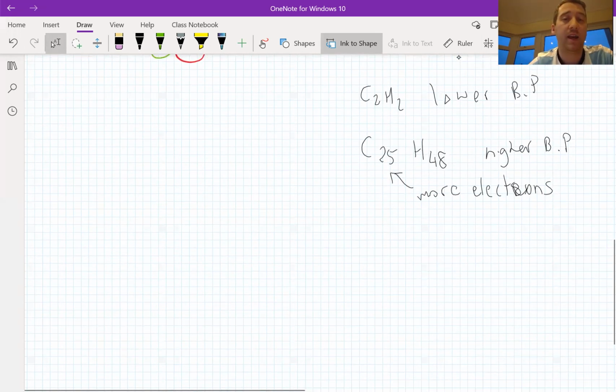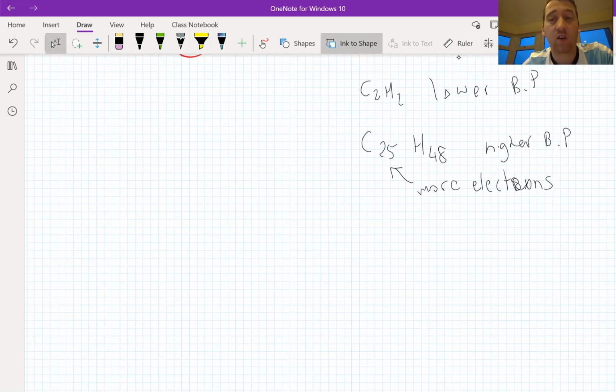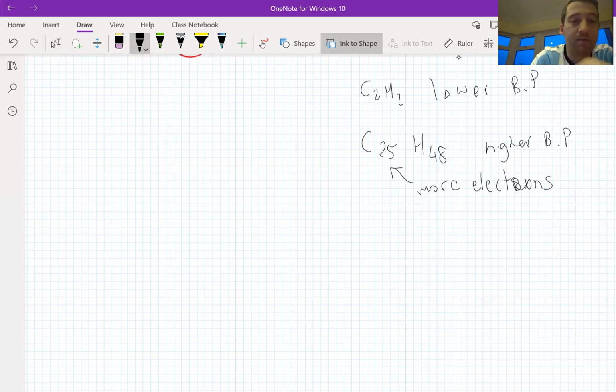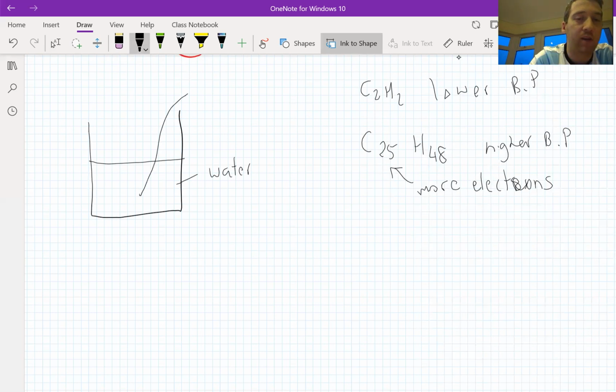What about a second? We're going to have a look at a second property. And that is the idea that if I take a beaker of water, so this is water, and I'm going to bubble in some ethyne gas. So I've got a tube here, and I've got a supply of ethyne gas.